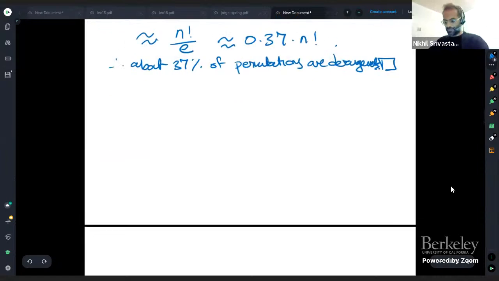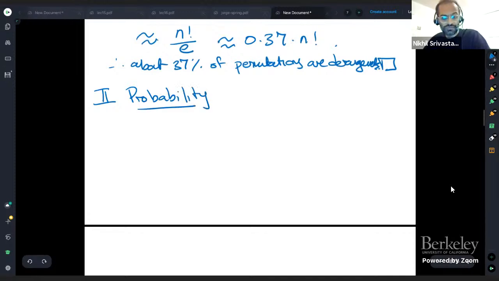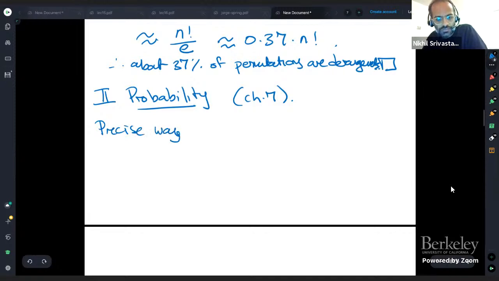Now we're going to move on to chapter 7, probability, which is one of the most useful things, maybe the most useful that you learn in this course. And there are a number of ways to say what this is. One way I describe it is it's a precise way to reason about uncertainty. About certainty or uncertainty, they're just flip sides.